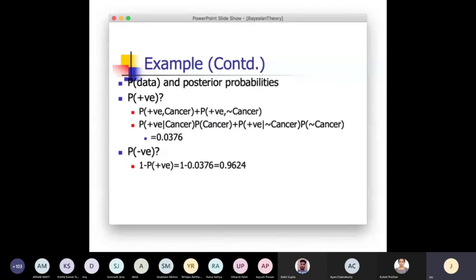So once you have the probability of data, now you compute the posterior probability of this hypothesis. What was the decision? The posterior probability for the hypothesis that the patient is not suffering from cancer, isn't it? That was the decision, no? Which was the maximum? Anyway, you can compute the posterior probability. So find out the posterior probability that the patient is not having cancer.